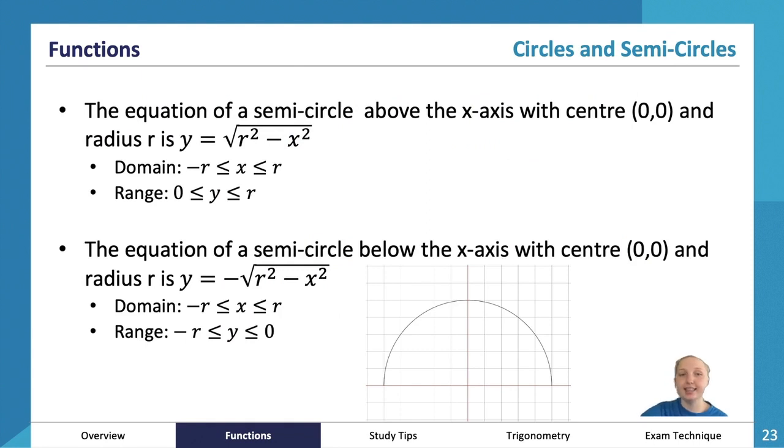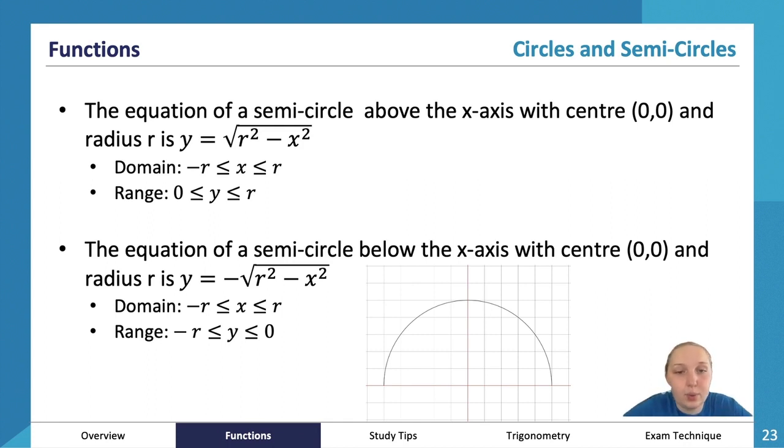So then this is looking at semicircles. So the equation of a semicircle that's above the x-axis with center 0, 0, and radius r is going to be equal to y equals the square root of r squared minus x squared. So that will have domain negative r to r, and range between 0 and r. So that's when we have the center 0, 0 as well, so keep that in mind.